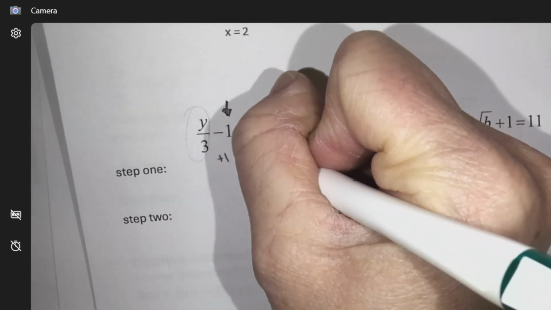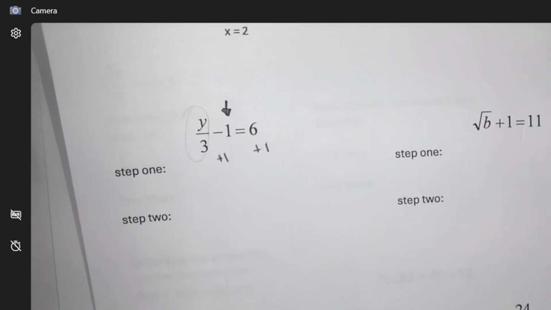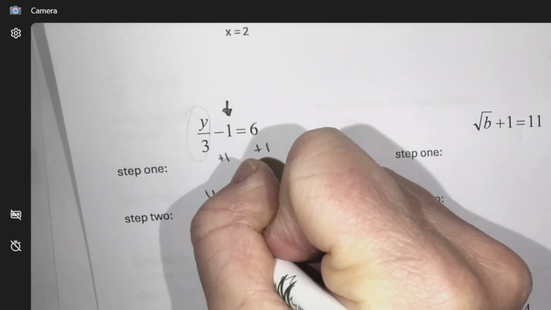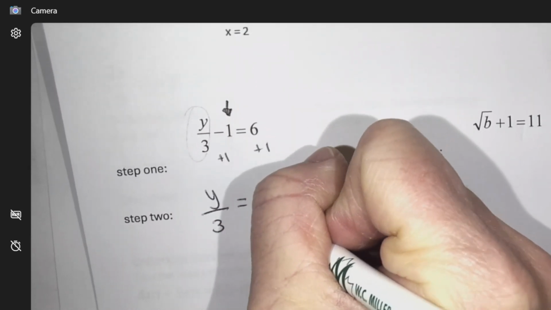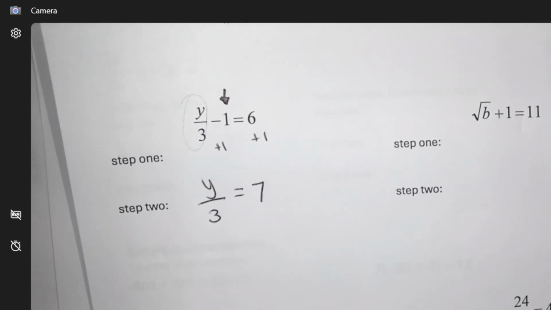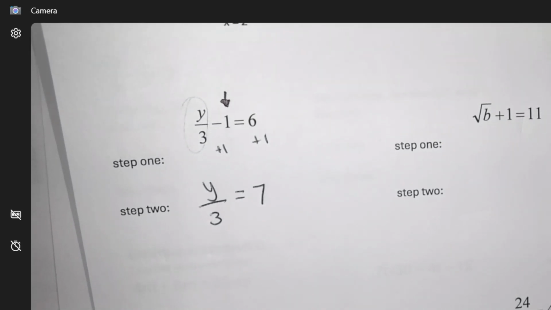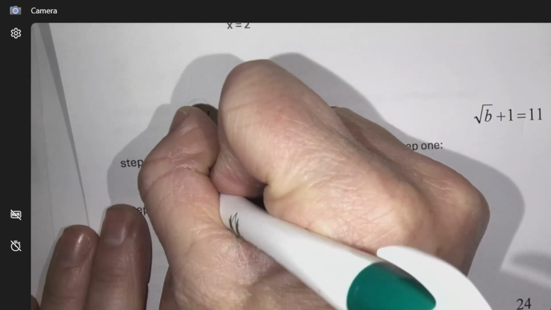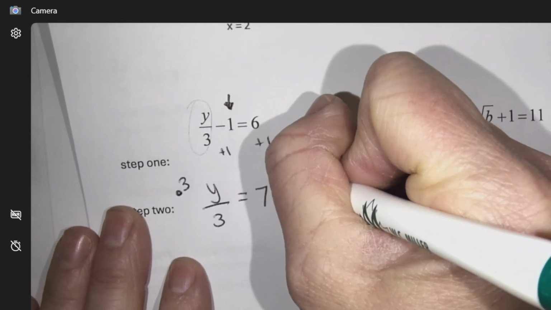So the first step was add 1. SAMDEB, add subtract first. So that's what I look like. Now I need to do what opposite process now? Times by 3.